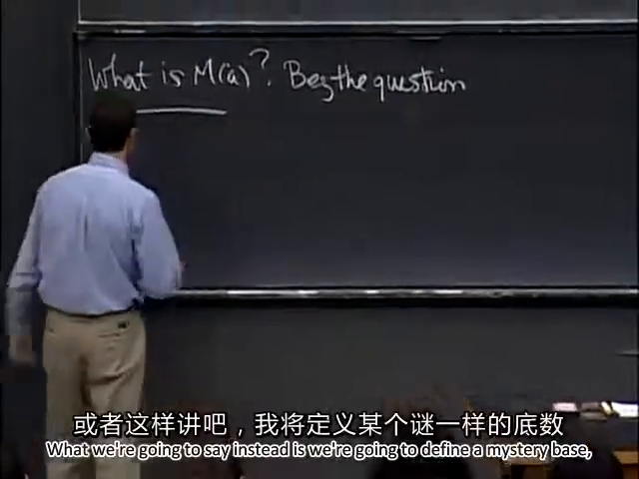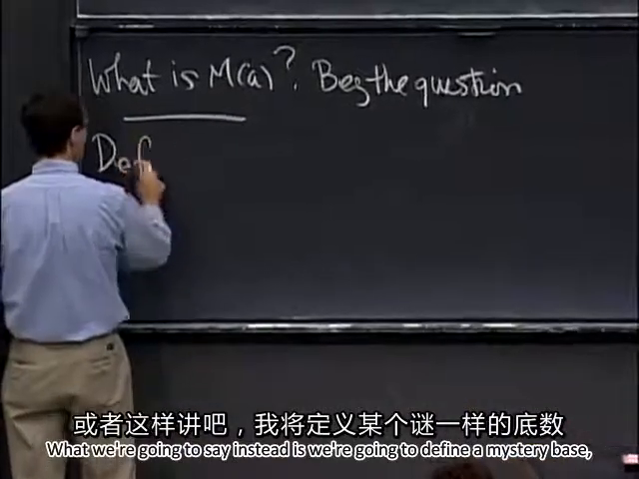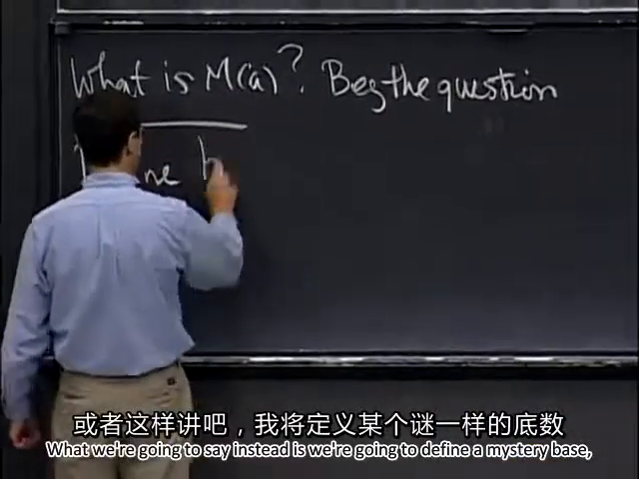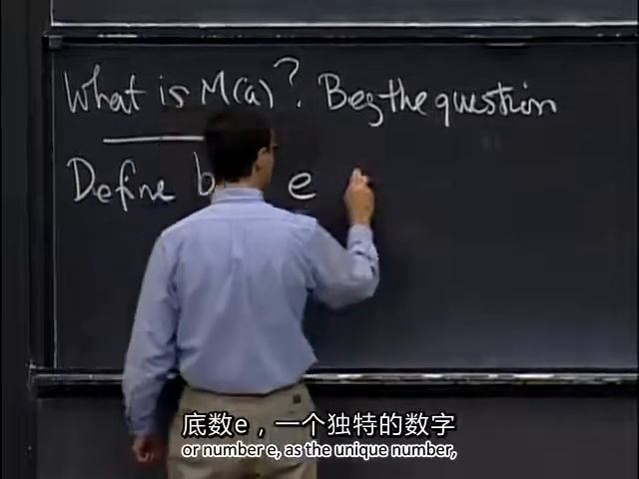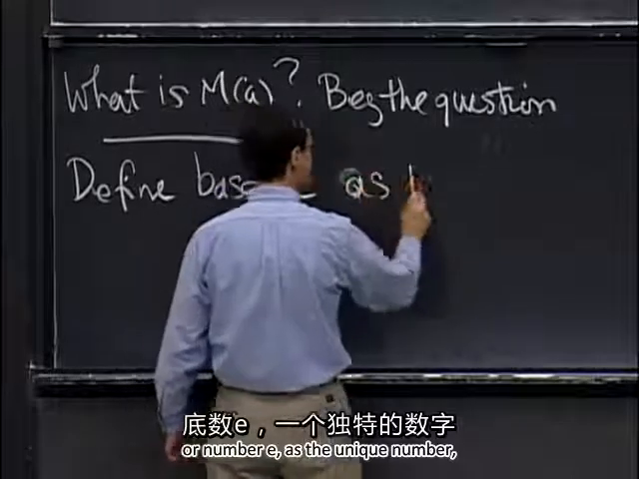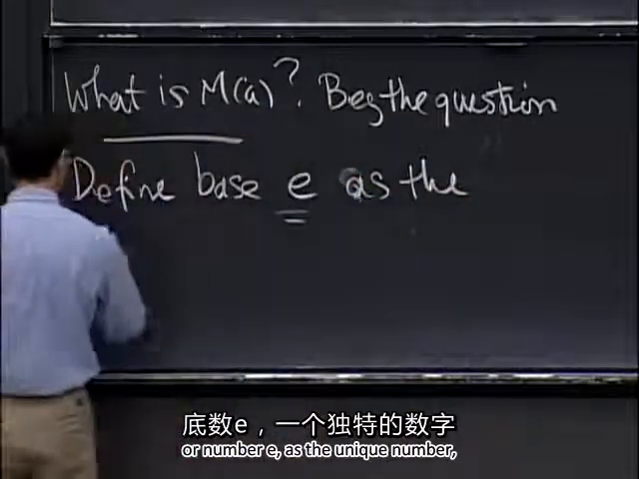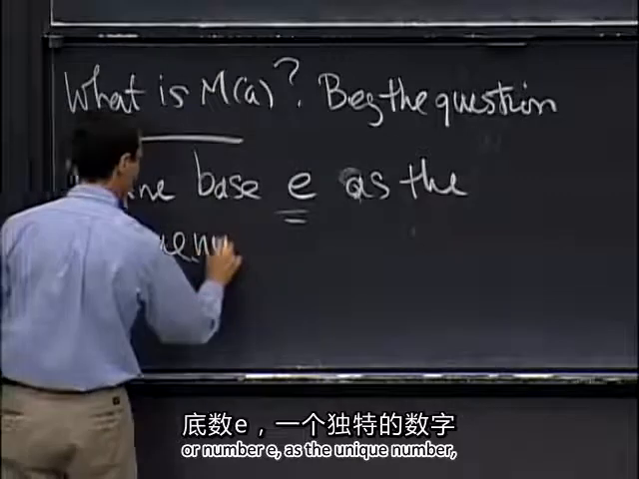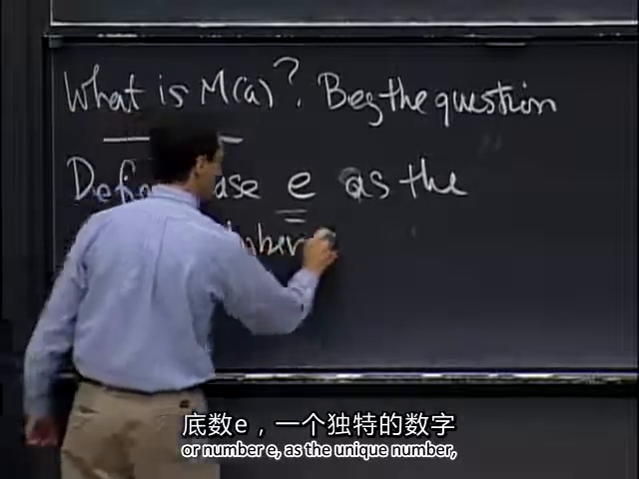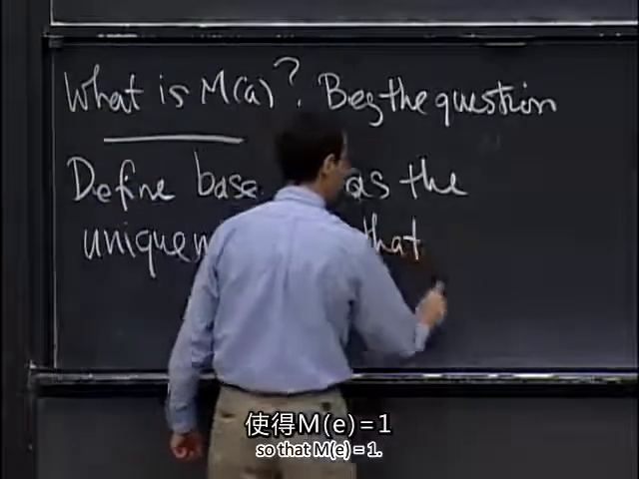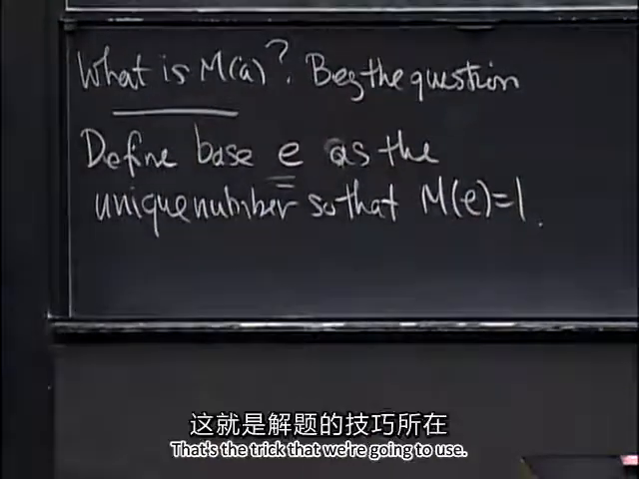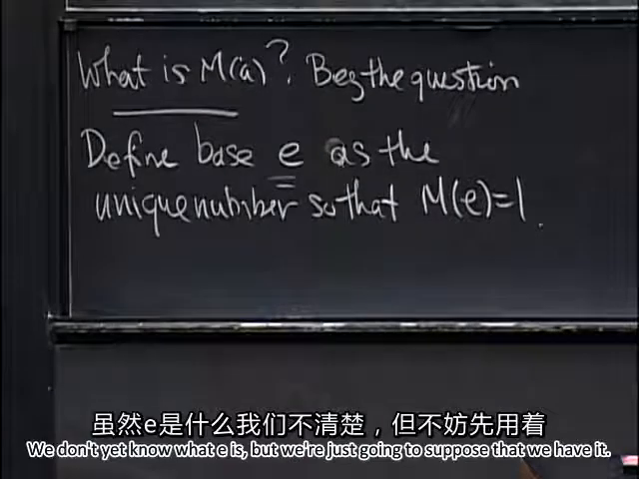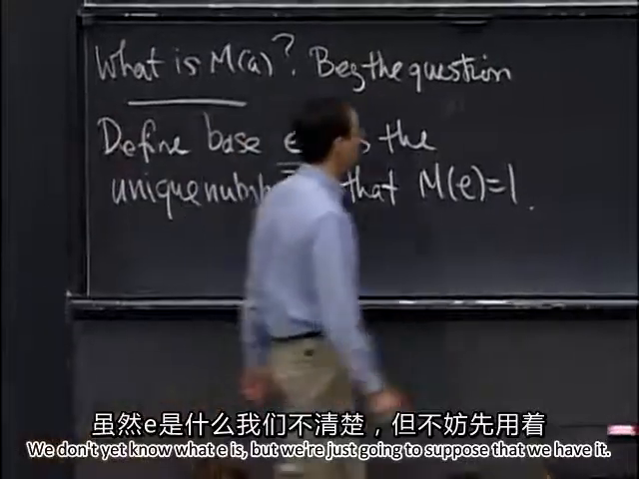All right? So how are we going to beg the question? What we're going to say instead is we're going to define a mystery base, or a number e, as the unique number so that m of e is equal to 1. All right, that's the trick that we're going to use. We don't yet know what e is, but we're just going to suppose that we have it.